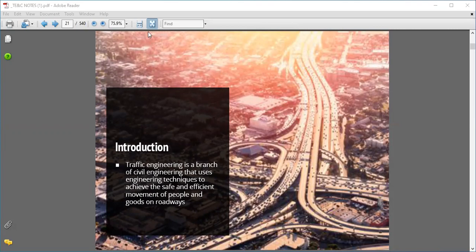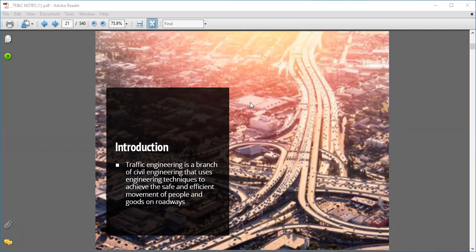Okay, so first we'll see what is meant by traffic, what is meant by traffic engineering, and why to study traffic engineering. So first you can see here, what is traffic engineering. Why do we go for traffic management, why are we providing different signals and signs on the roads? For what purpose is all this management done? For achieving safe and convenient movement on the road from one point to another point.